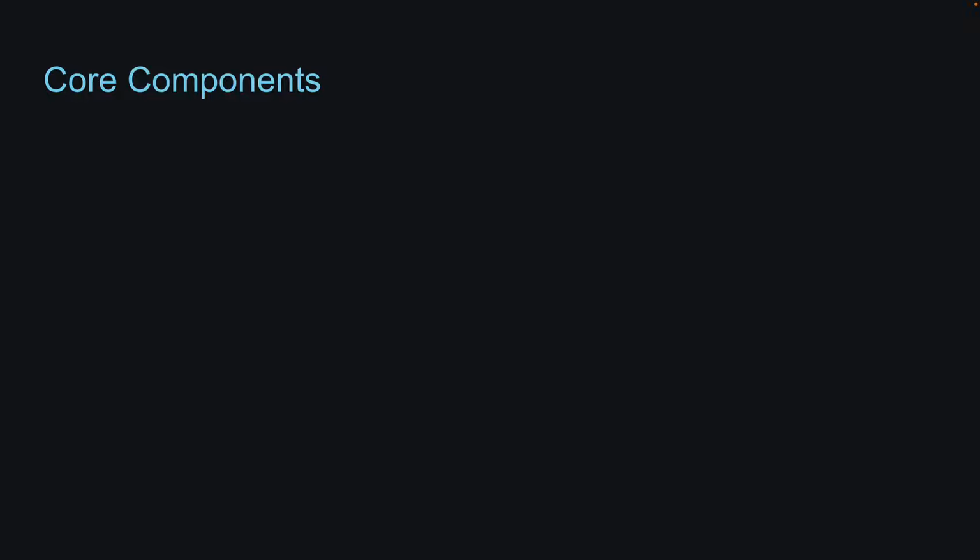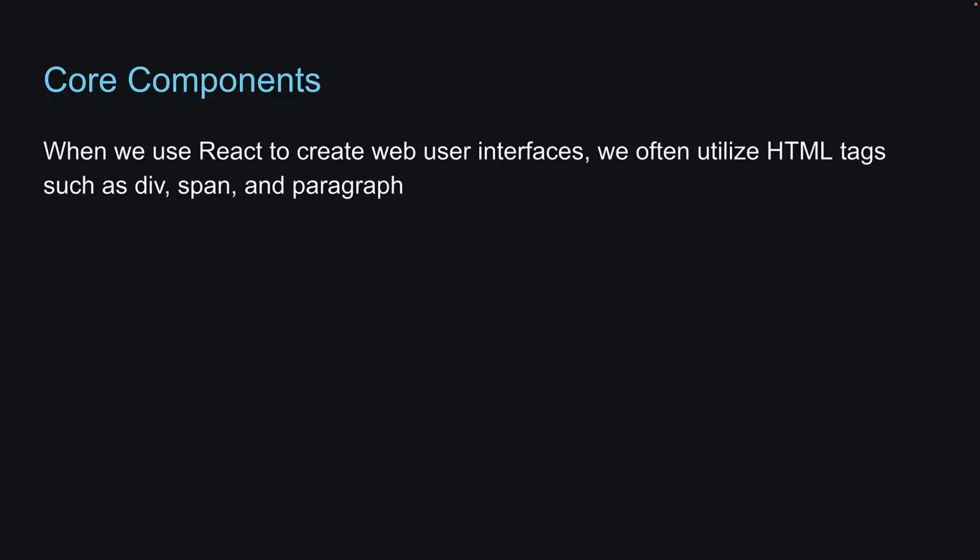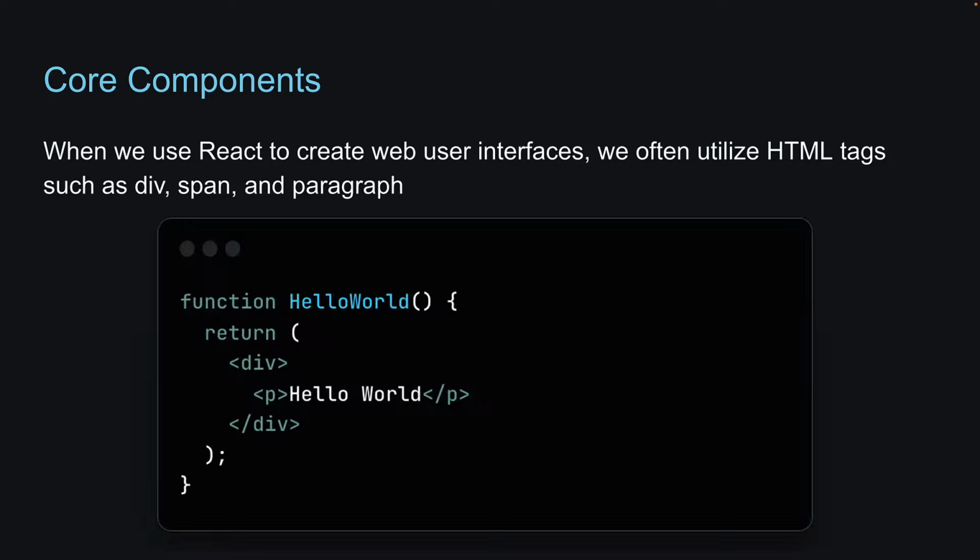Welcome back. In this second section of the course, we will explore the core components in React Native. When we use React to create web user interfaces, we often utilize HTML tags such as div, span, and paragraph. Here's an example React component that renders Hello World in the browser using div and paragraph tags.